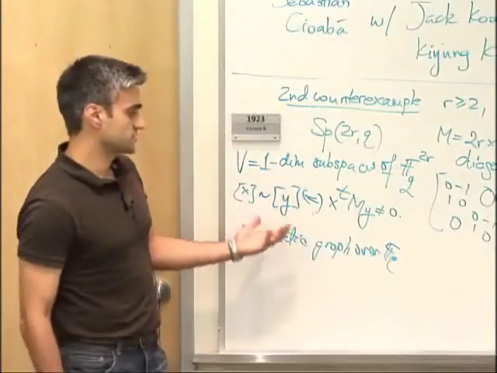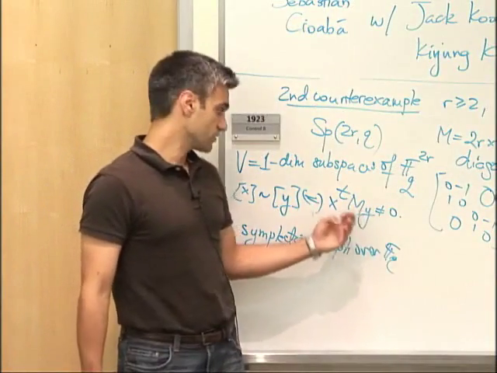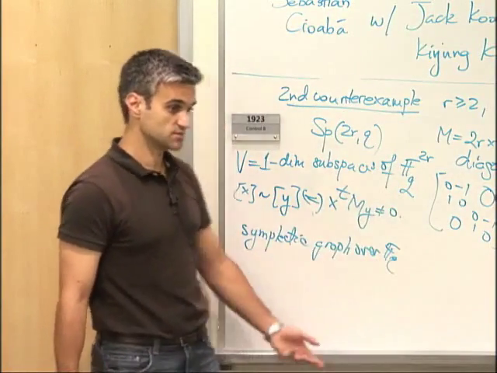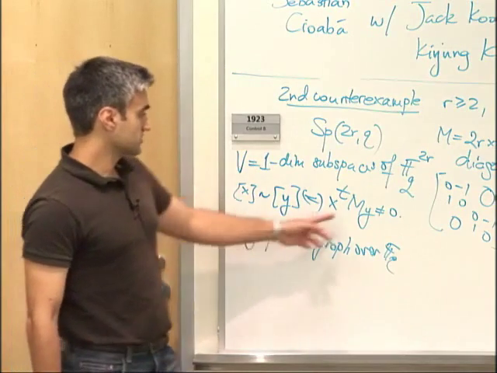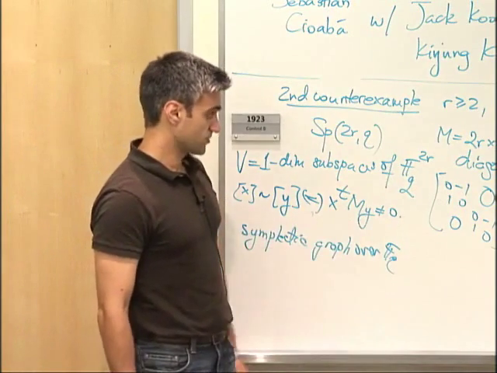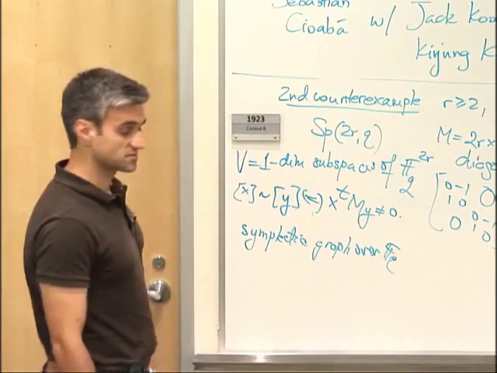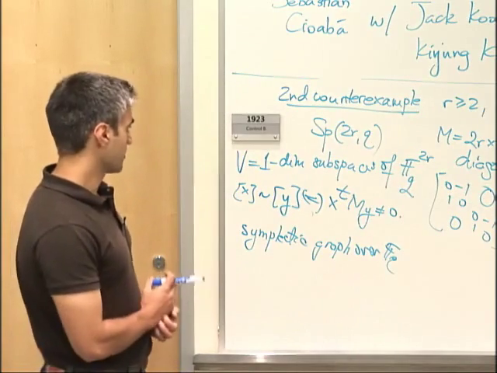Some people call the symplectic graph the complement of this one, where X transpose My equals 0, and so on. This expression, this form, is called the symplectic form. I guess it appears in geometry and so on.